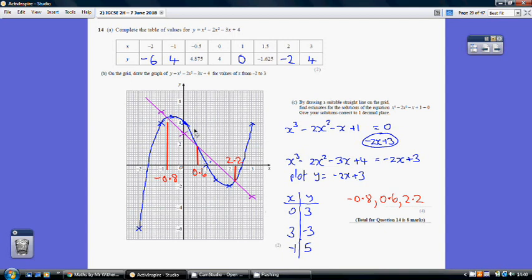Now my 3 solutions, and I'm getting 3 solutions because my line crosses the cubic graph on 3 occasions, are at x being minus 0.8 here, x being 0.6 here, and x being 2.2 here. Now the mark scheme does allow a little bit of flexibility because it's quite hard to take these readings off the graph. So as long as your answers were close to this, you will have got full marks.